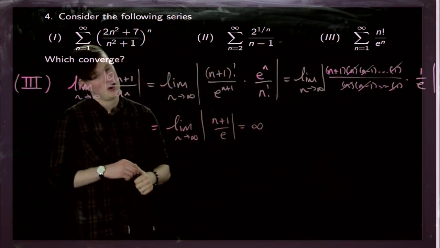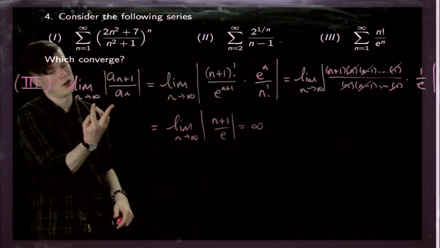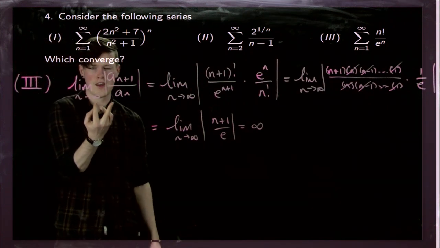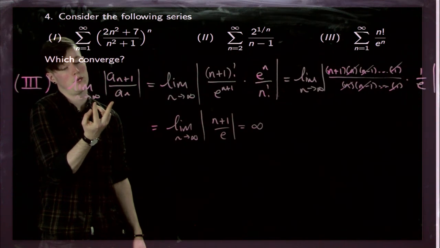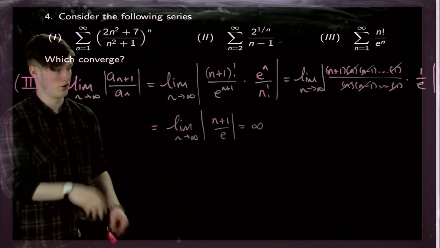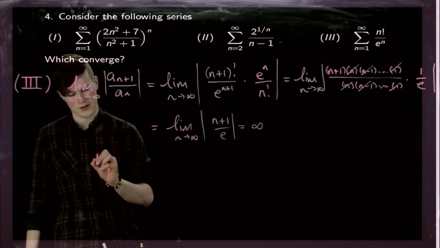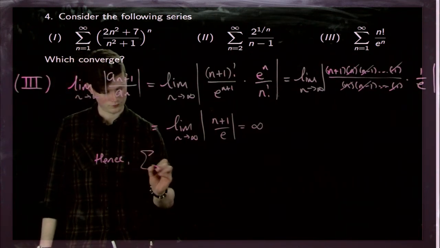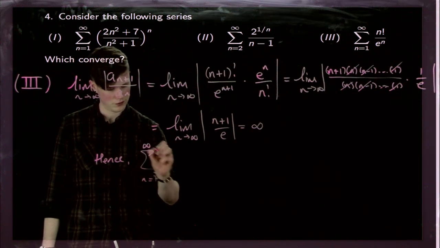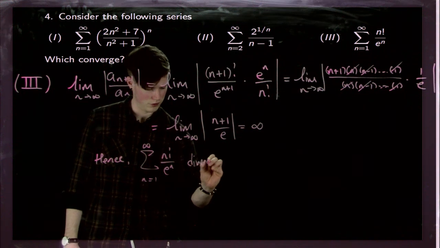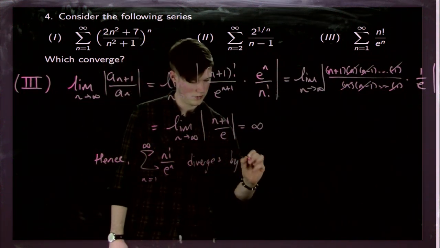Now, what does that tell us? Recall that for the ratio test, if this limit is less than 1, we get absolute convergence. If it is equal to 1, it's inconclusive. If it is greater than 1 or equals infinity, we get divergence. So hence, because we got infinity as our limit, the sum from n equals 1 to infinity of n factorial over e to the n diverges by the ratio test.